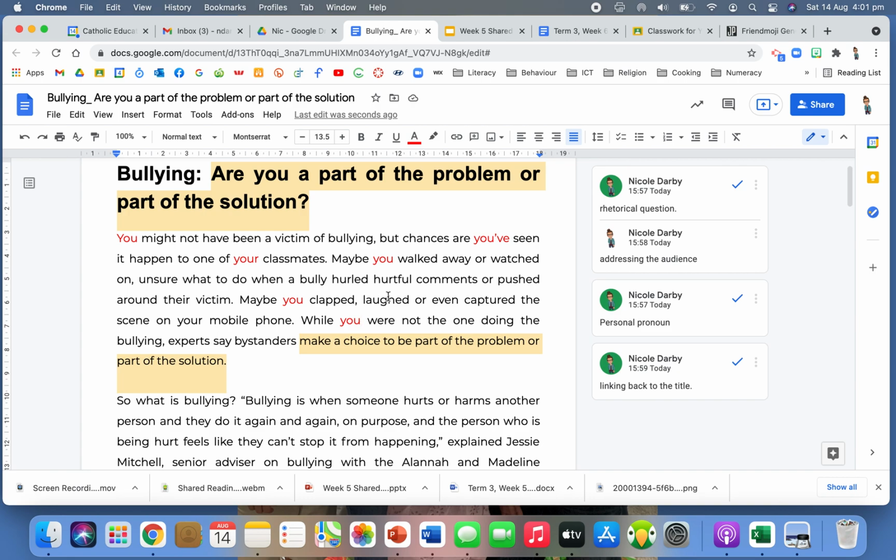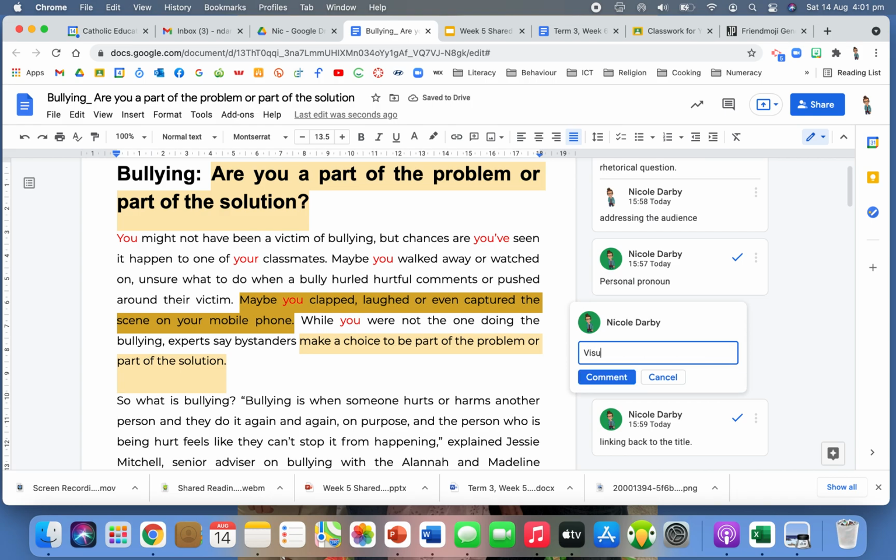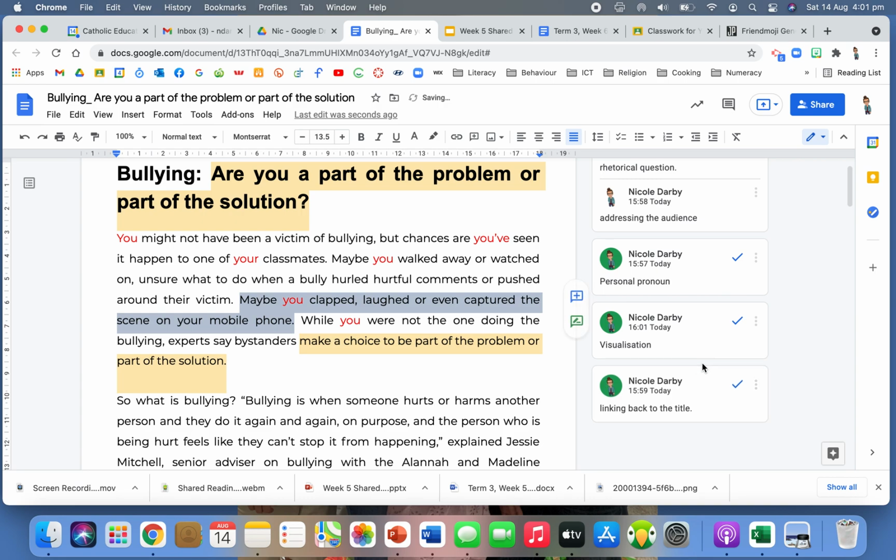I really like here, maybe you clapped or laughed or even captured the scene on your mobile phone. That there is creating a really good visualization. It's really allowing me to visualize what that would look like. Visualization, another really clever technique. Being really specific, allowing me to really connect with that.